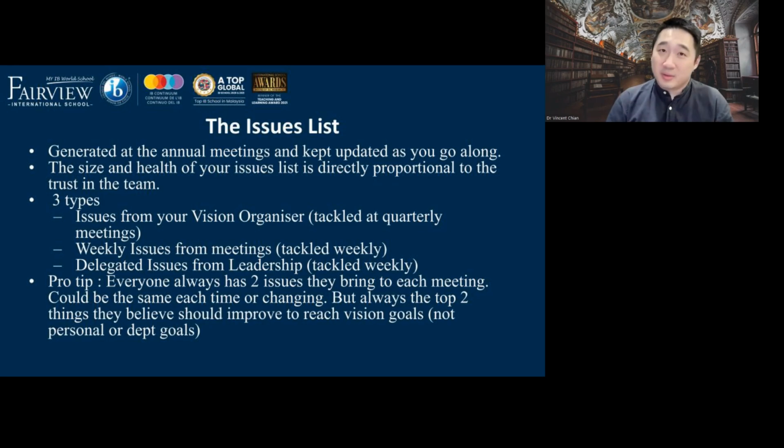Now, here's a pro tip. When you have meetings with your staff, always make sure, set a rule perhaps, that every staff member needs to have at least 2 issues on the list. Things that they believe are the top 2 things that should improve to reach vision goals, okay? Not personal goals, not department goals.